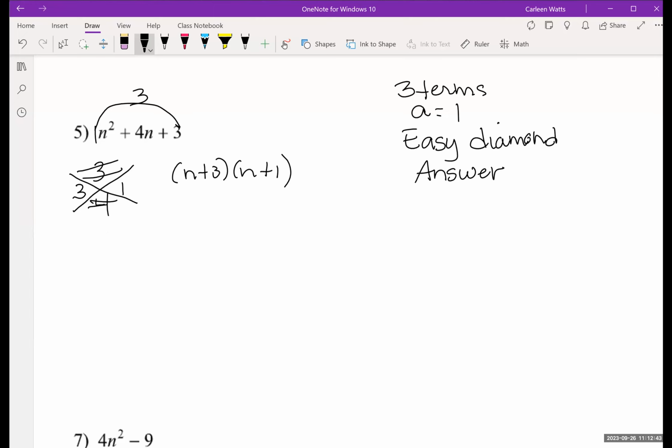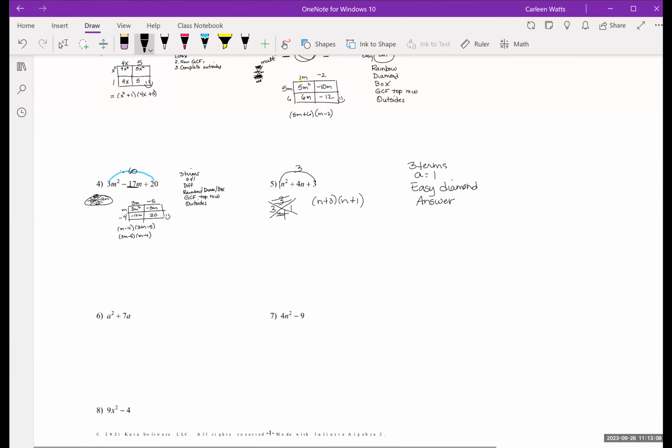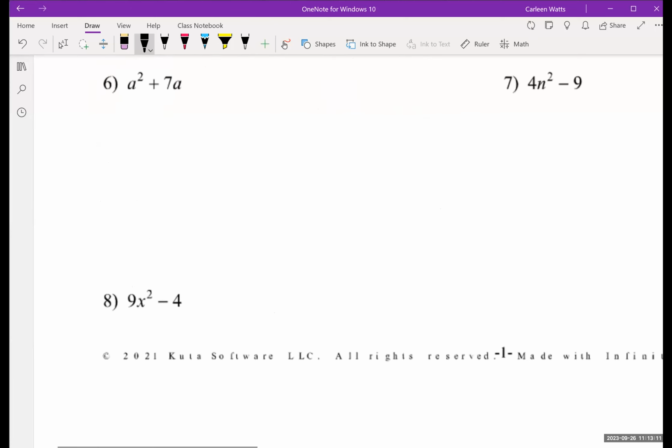Okay. This type of problem, 3 terms, A equal 1, easy diamond, could be your favorite math problem of the entire year. It's actually really cool. If we were in class and we met 5 days a week, we would practice a bunch of these and you'd be like, bam, bam, bam, got these. But we only meet once a week, so we're moving on. If you have questions, stick around at the end and we can talk.